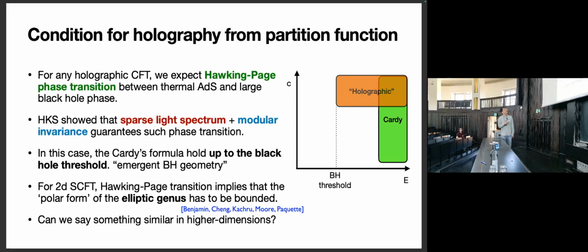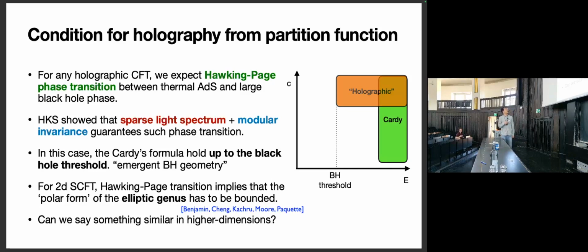So in this particular case, the Cardy formula originally is supposed to hold for large energy for a small central charge. That becomes valid all the way up to the black hole threshold, not low energy, but large enough energy. So therefore, you see that the black hole emerges in this picture. If you consider a sparse light spectrum, then it guarantees a black hole to emerge.